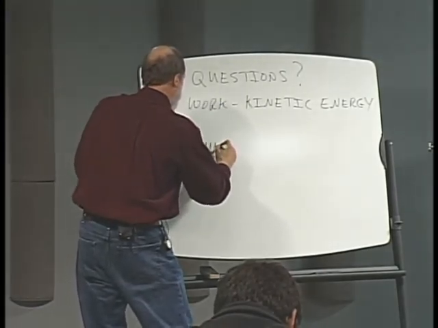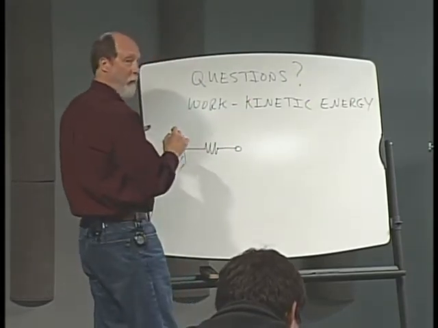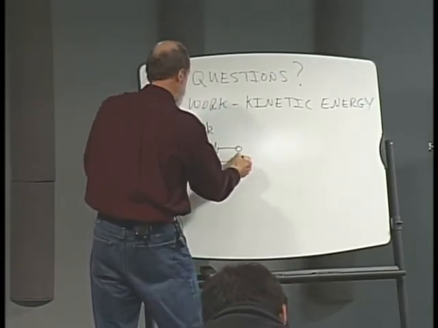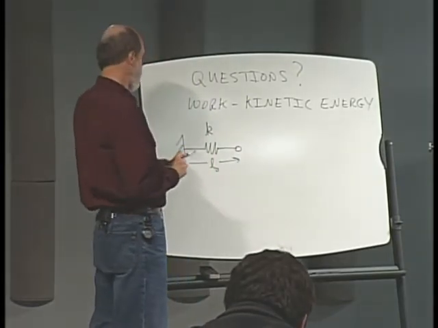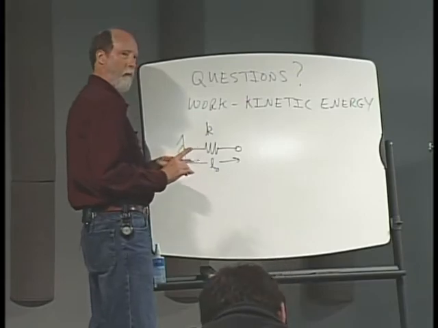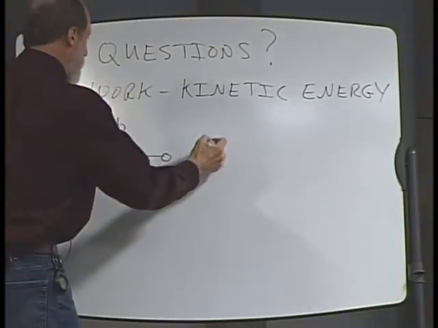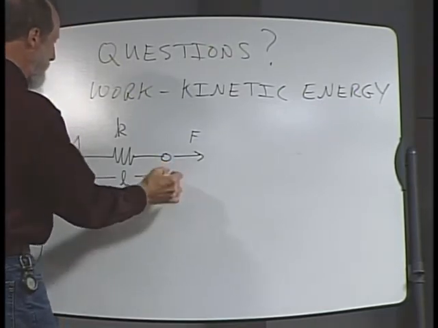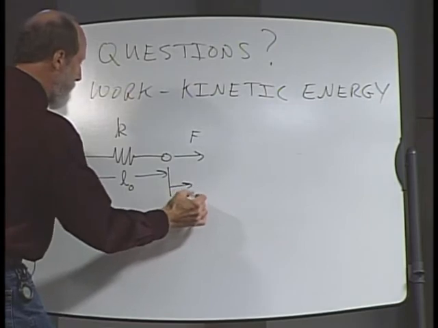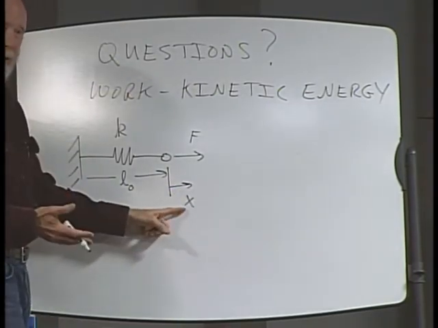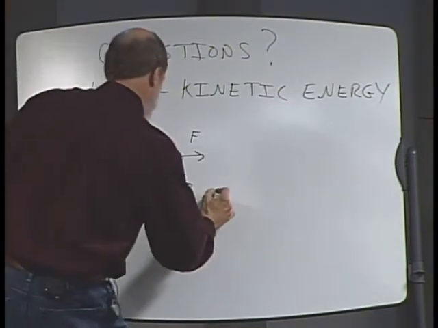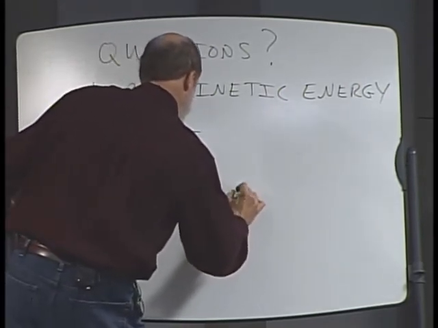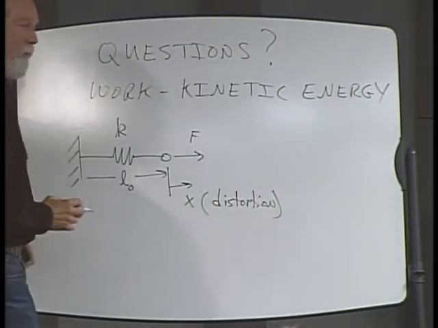If we take a spring that has some stiffness associated with it, we'll call it K, and it has some undistorted length L naught. Now, if we start loading this spring up with some force, we're going to apply some force, and we'll measure X from right here. X is going to then be the distortion that has occurred in the spring. And this is a real important point: the distortion that's occurred in the spring.